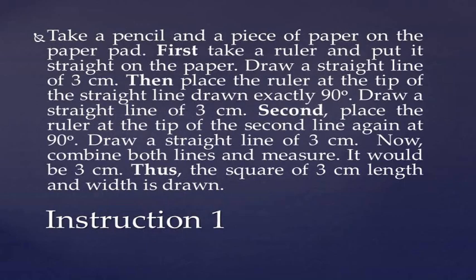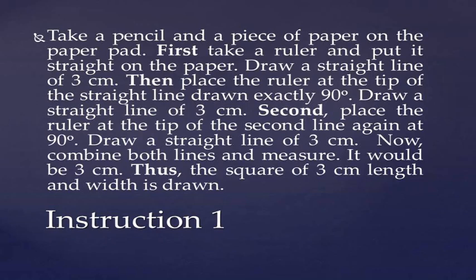Look at instruction number 1. Take a pencil and a piece of paper on the paper pad. First, take a ruler and put it straight on the paper. Draw a straight line of 3 centimeters. Then, place the ruler at the tip of the straight line drawn, exactly at 90 degrees. Draw a straight line of 3 centimeters. Second, place the ruler at the tip of the second line, again at 90 degrees. Draw a straight line of 3 centimeters.